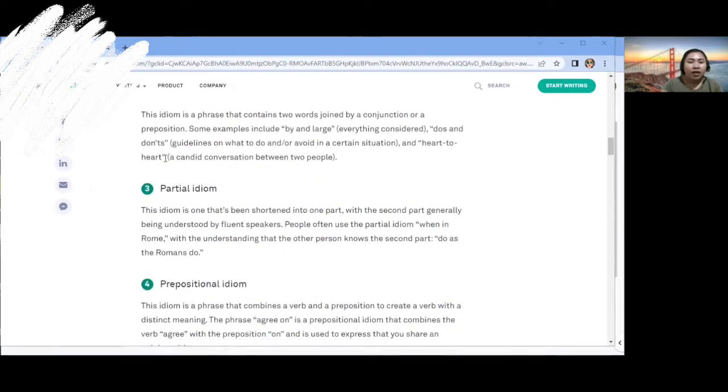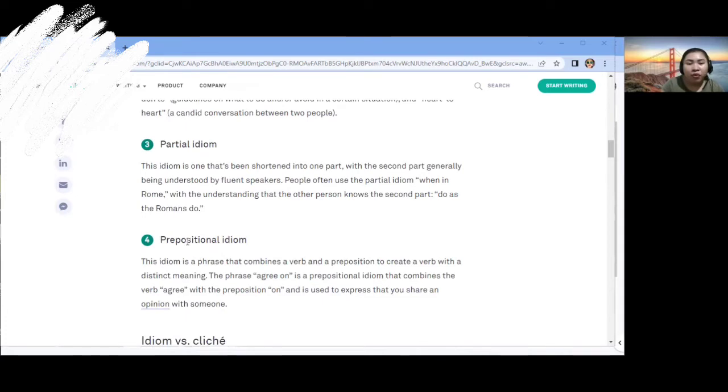Number three, we have partial idiom. This idiom is one that's been shortened to one part, with the second part generally being understood by fluent speakers. People often use the partial idiom when in Rome, with the understanding that the other person knows the second part, though as the Romans do.